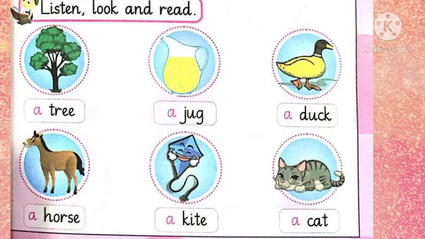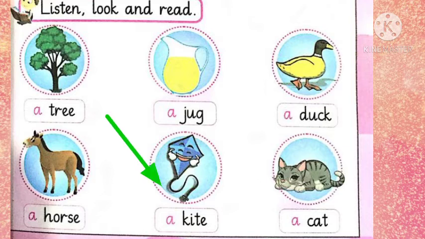Now look at the third picture. What is in the picture? It's a duck and duck begins with letter D and D is not a vowel. It's a consonant. So what we use with consonant? We use article a with D, duck. A duck. Look at the next picture. What is it? It's a horse. And what we will write with horse? H is a consonant. Beginning letter is a consonant. So we will write article a. A horse. Look at the next picture.